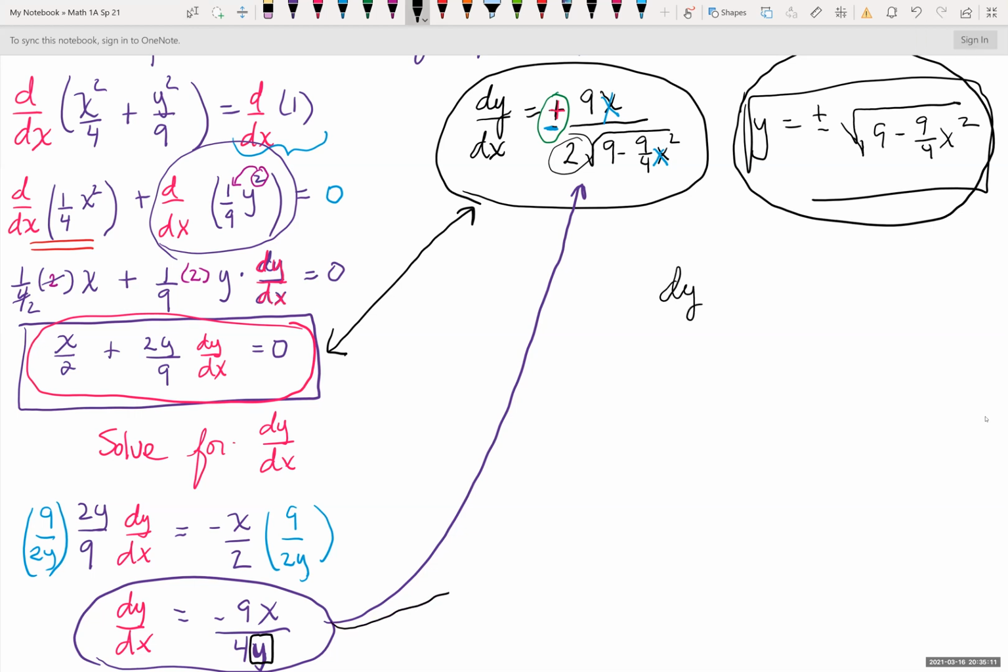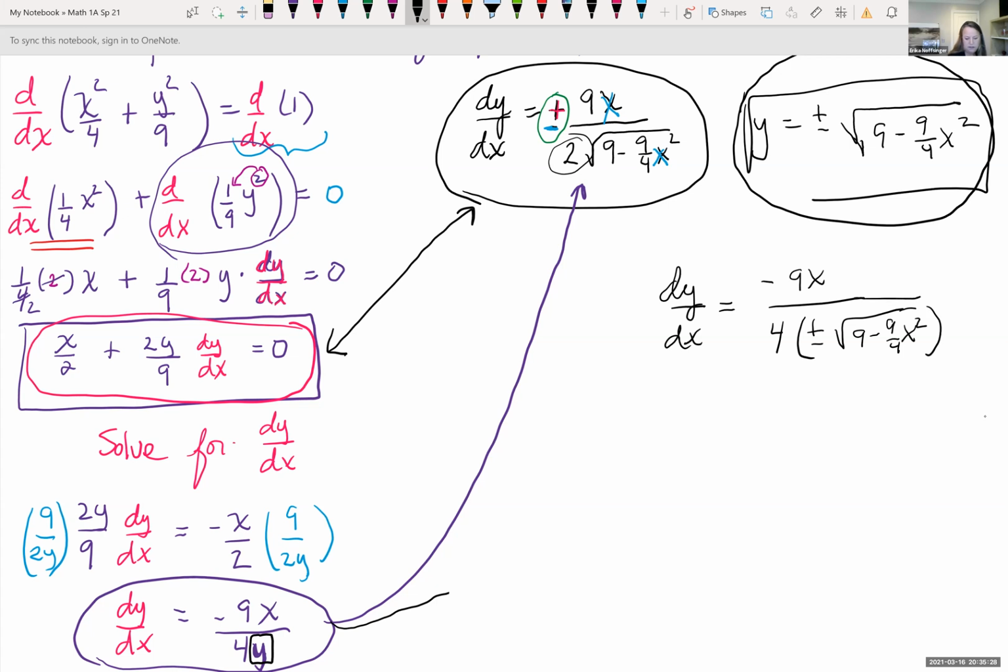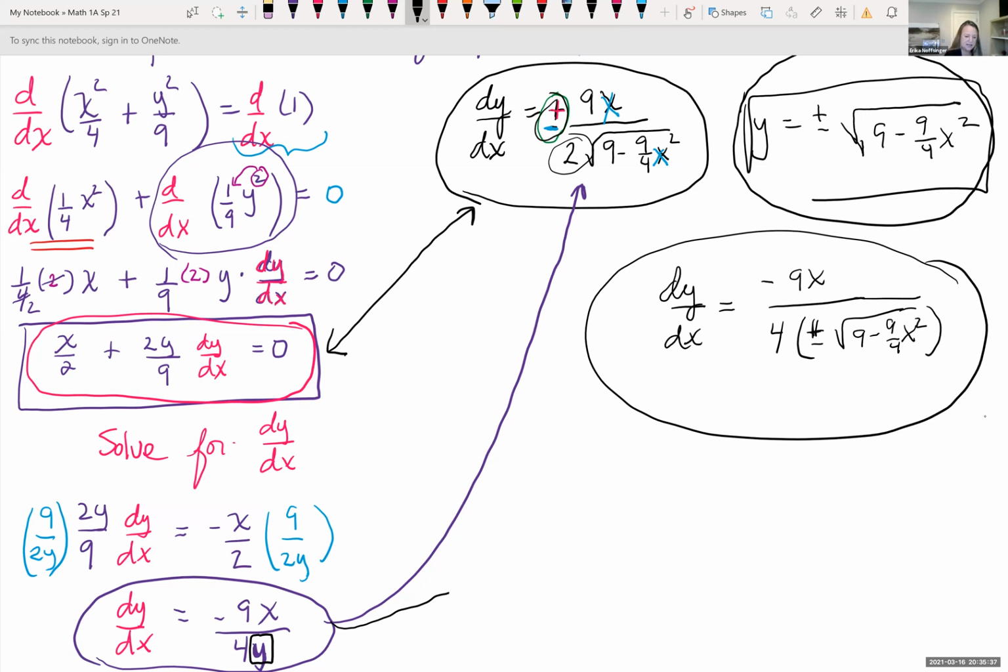Plugging in dy dx. So I have to go back and look at it. Minus 9x all over 4 times, but y is plus or minus the square root of 9 minus 9/4 x squared. This plus or minus I can pull out, which makes this plus or minus here. So we're almost exactly the same. I need to click and find my error really quickly.